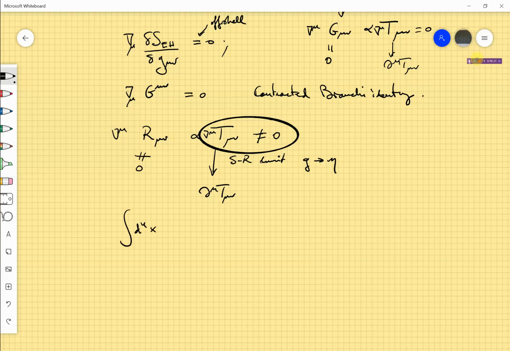What can I add to this Lagrangian? R is a scalar. What else can I add? Well, a constant. Clearly, a constant is really invariant. It's a constant over all of space-time. This constant is normalized in this way, and this is called the cosmological constant.